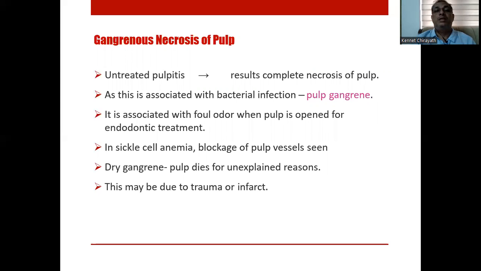So now comes the gangrenous pulp necrosis. That is necrosis of the pulp. Untreated pulpitis results in complete necrosis of the pulp. As this is associated with bacterial infection, pulp gangrene is associated with a foul odor when the pulp is opened for endodontic treatment. In sickle cell anemia, blockage of the blood vessels is seen, dry gangrene, and the pulp dies for unexplained reasons. This may be due to trauma or infarct.